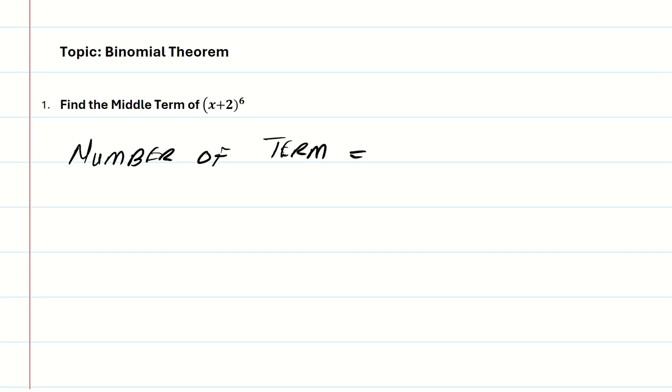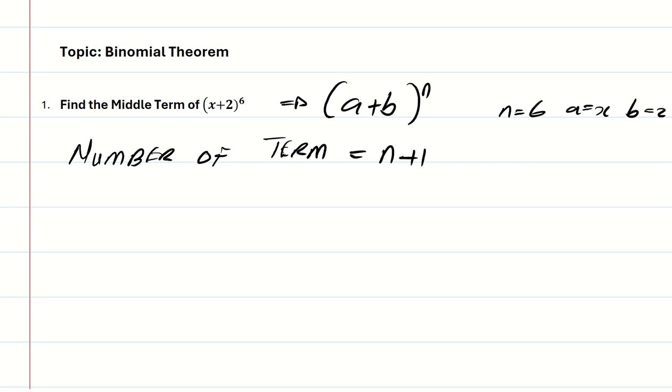So the number of terms, where in this formula we have (a + b) to the power of n. So our n is equal to 6, and then a is equal to x, and b is equal to 2. So here we will have the number of terms, which is equal to n plus 1. Then it will be 6 plus 1, which is equal to 7. So the total number of terms is equal to 7.